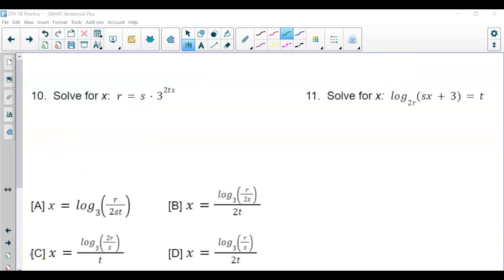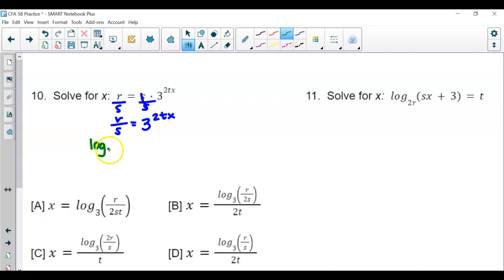And so now here in number 10, we are solving for x, but a little different here. We do have an exponential. We just have more variables here, but we're still going to follow the same process. Here I need to get my exponential by itself, so I'm going to divide both sides by s because that's what's being multiplied. I'm going to bring down r divided by s, which is equal to 3 to the 2t times x. Now we can write this as a log.